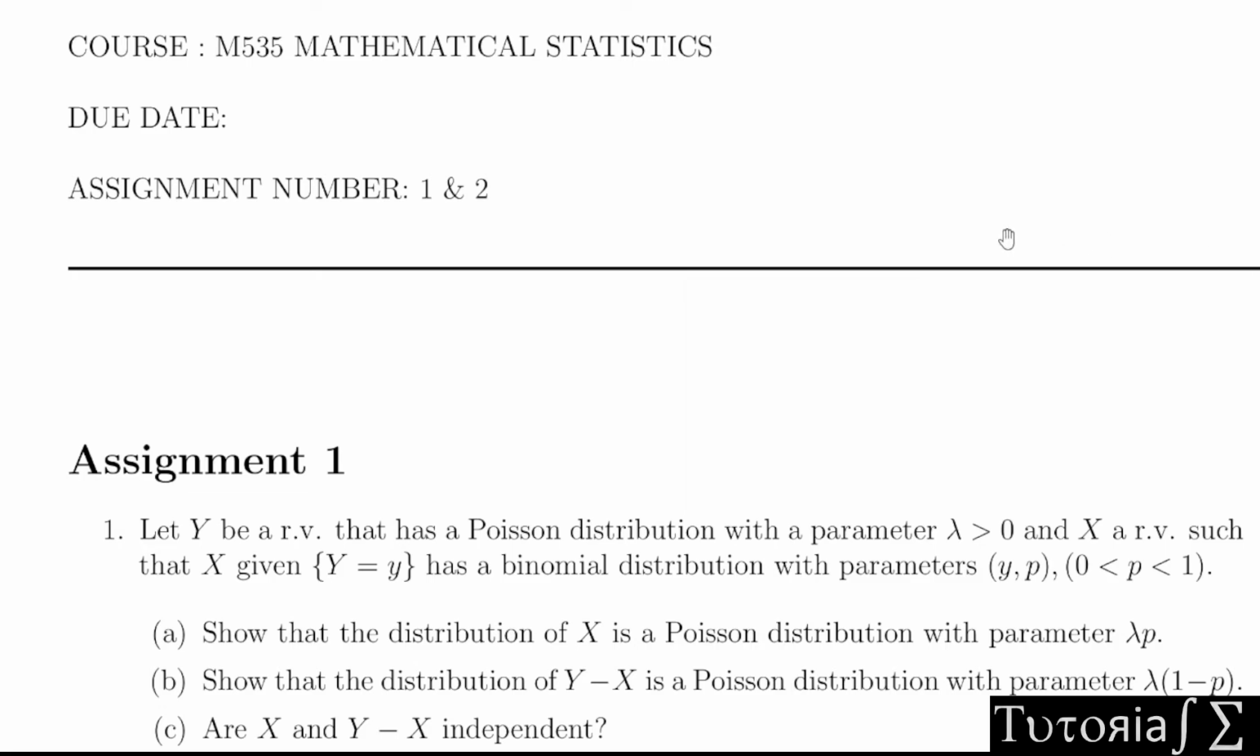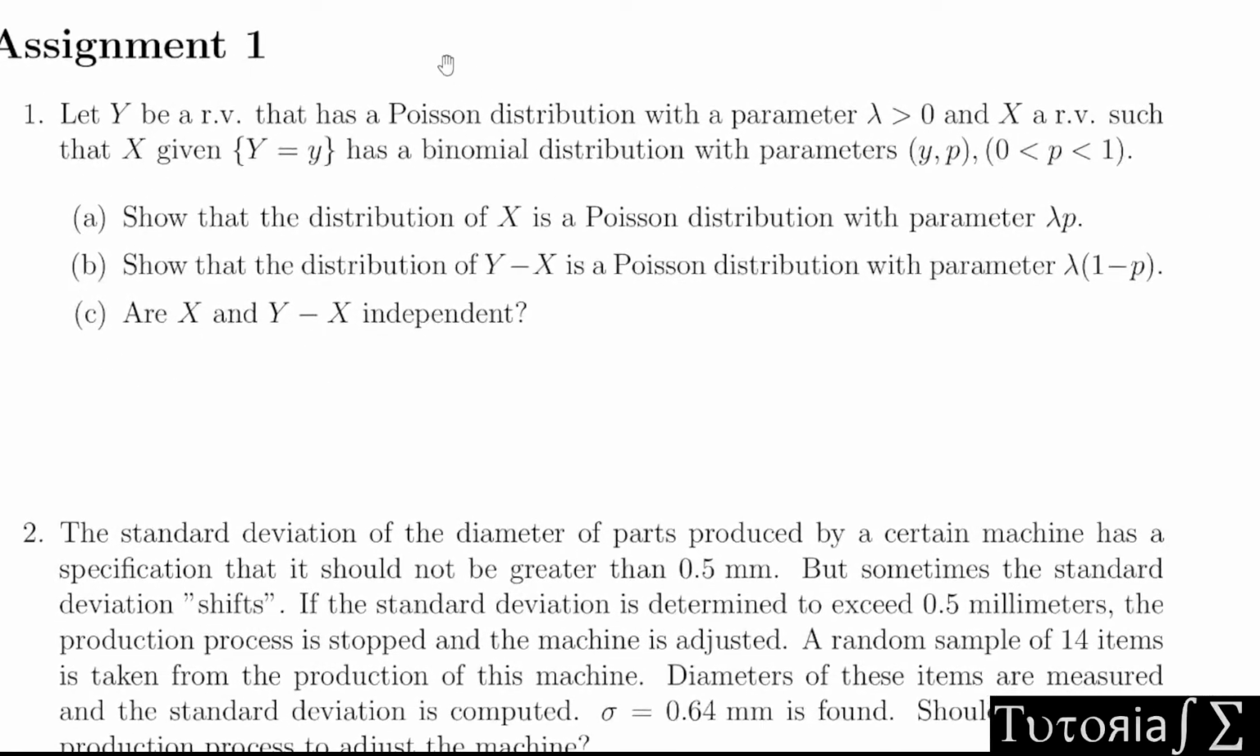All right, so in today's lesson, we are looking at a tutorial. This was an assignment given to the Masters of Science in Mathematics. This is mathematical statistics. This is just a simple assignment. So assignment 1, question 1 asks to show that X has a Poisson distribution if Y has a Poisson distribution and X given Y equals y has a binomial distribution.